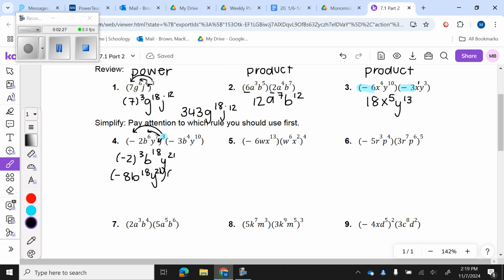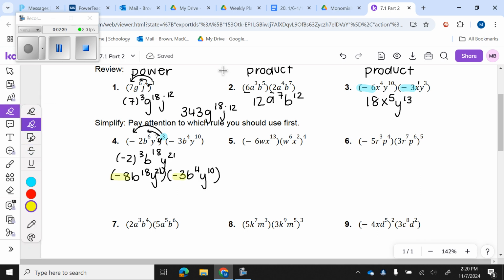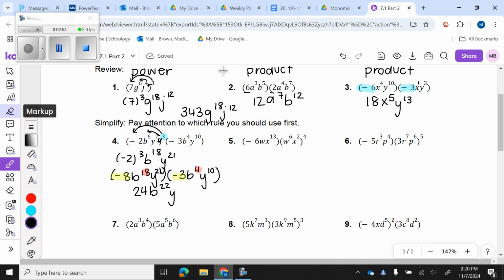I need to bring down this guy on the right, and now I'm going to be doing the product rule, which means I'm going to multiply my coefficients and add my exponents. So I'm going to do negative 8 times negative 3, which is going to give me a positive 24. Then I'm going to have b to the, add your exponents here, 18 plus 4, which is going to give me 22, and y to the, I got to do 21 plus 10, which is going to give me 31. All right, so we had to do the power rule. Most of the time, you're going to do power rule first, and then you can go do your product rule.